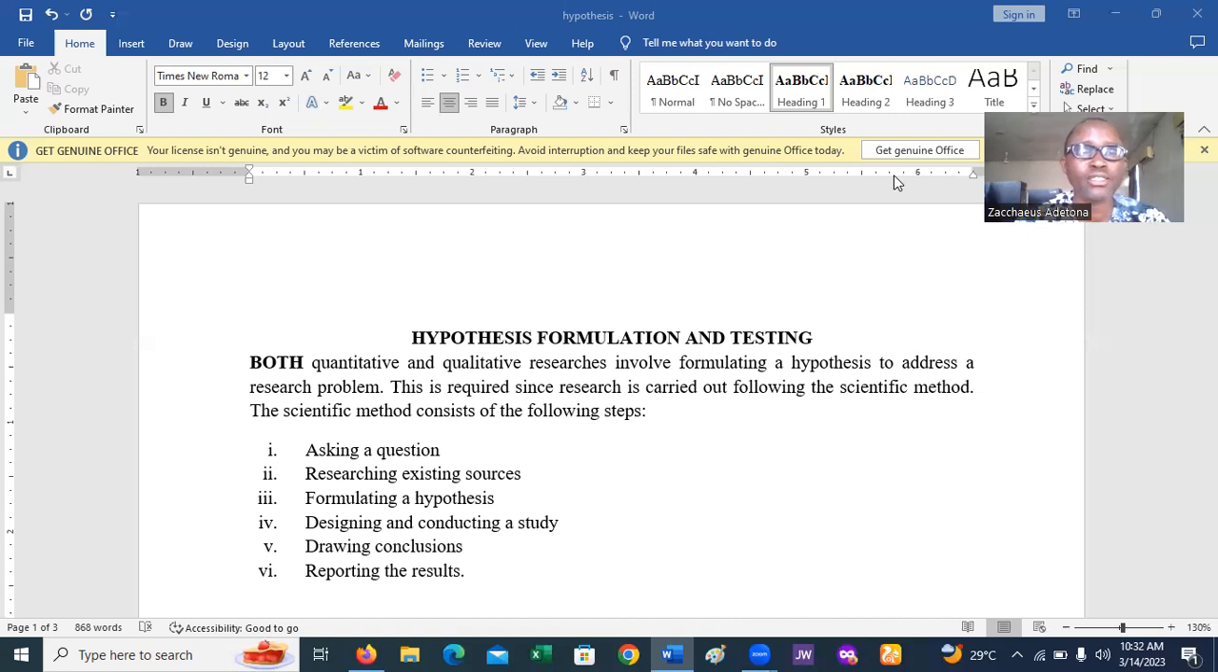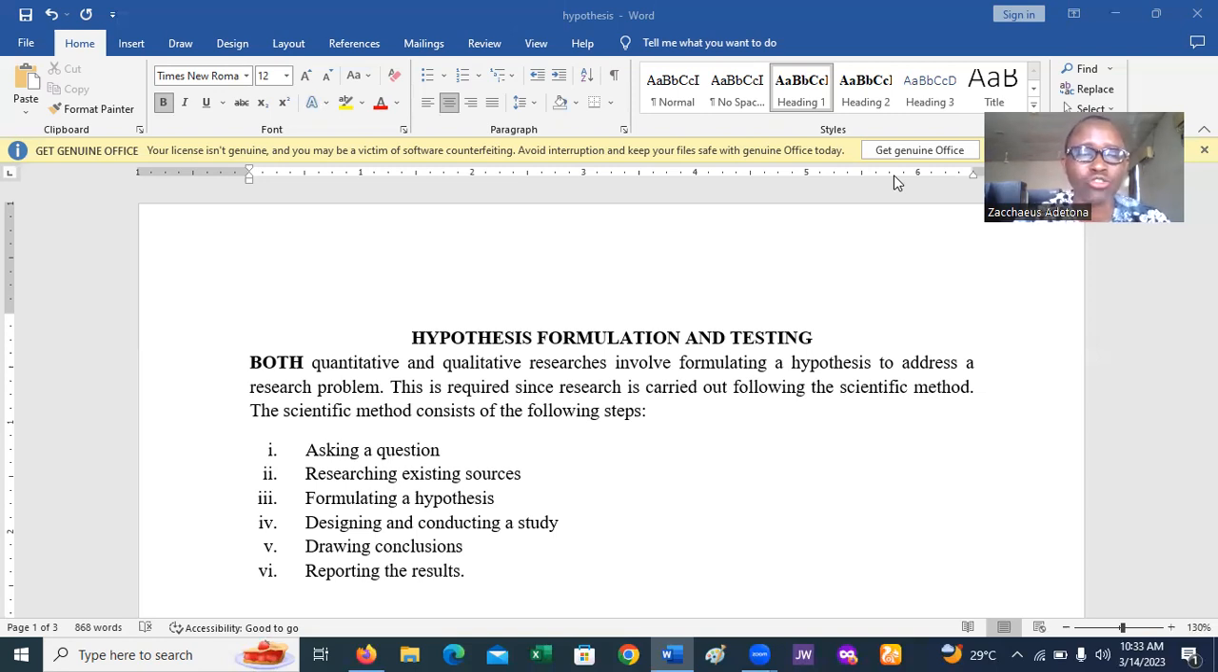Now, after formulating a hypothesis, you need to design and conduct the study per se. Design how you go about gathering the data and then researching it, finding out the information. Then, after that, is to analyze the data and draw conclusions. The data you are analyzing is based on the hypothesis you have formulated. So you use the scientific way to carry out the analysis and then make a conclusion about it.